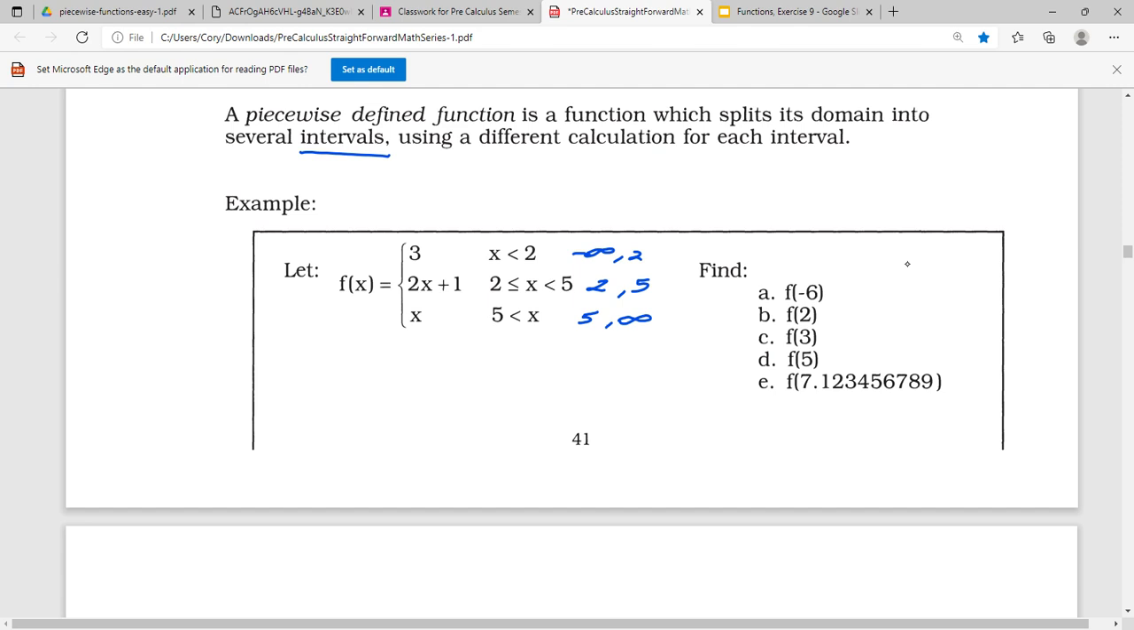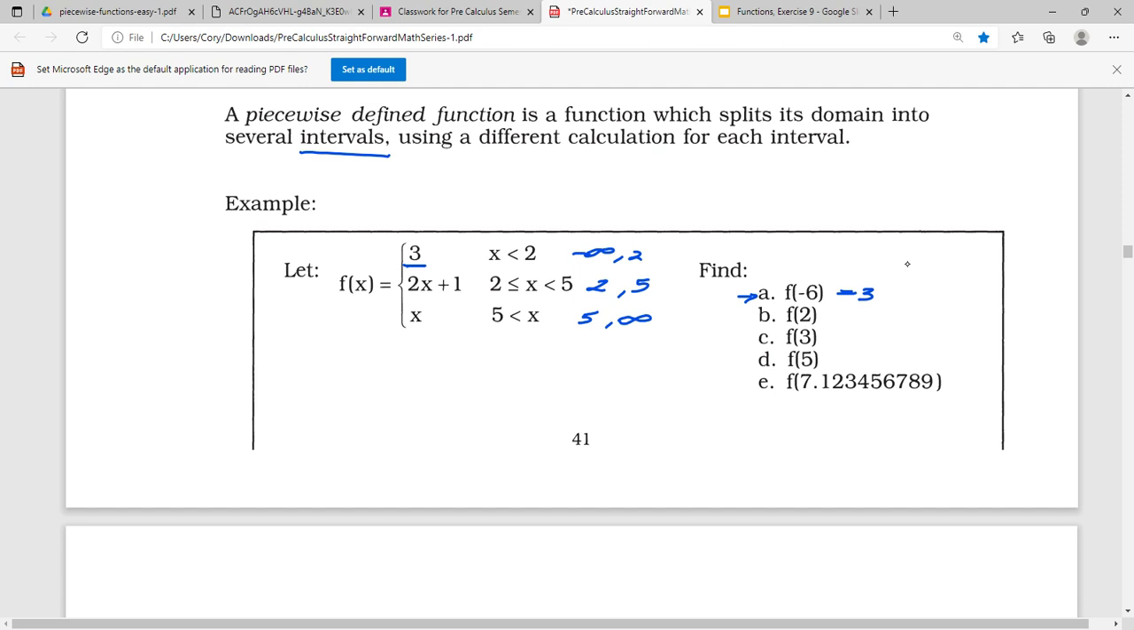All right, so we need to find f of negative 6. We need to figure out which one of these intervals negative 6 would fall into. Everything that's less than 2 is going to fall into that interval. Negative 6 is less than 2, so f of negative 6 equals 3. Next one, f of 2.